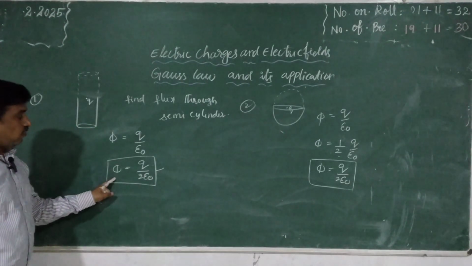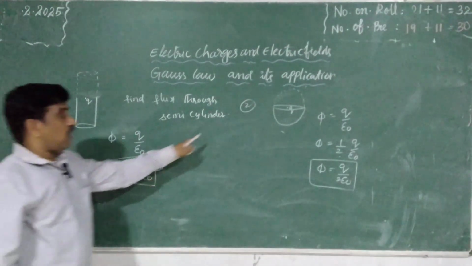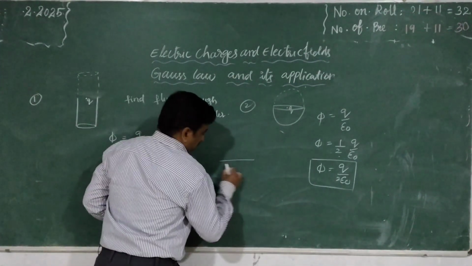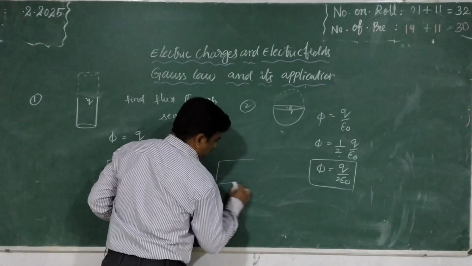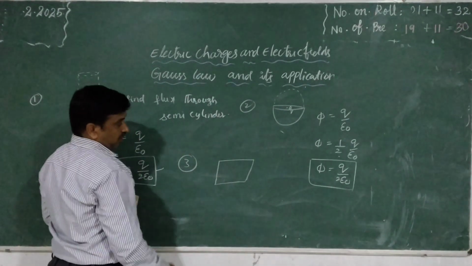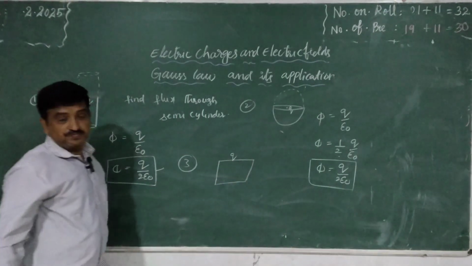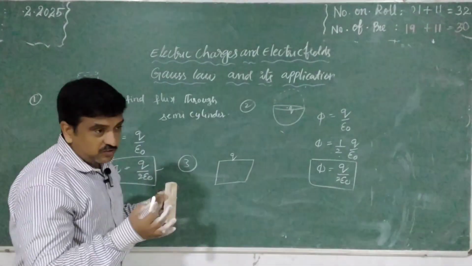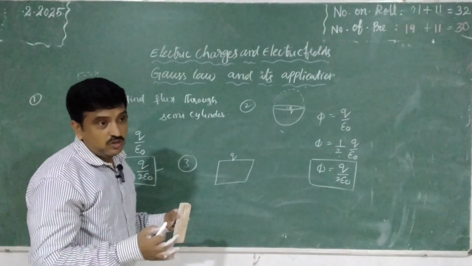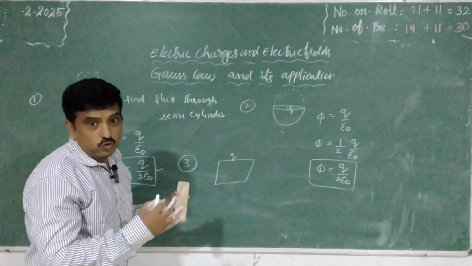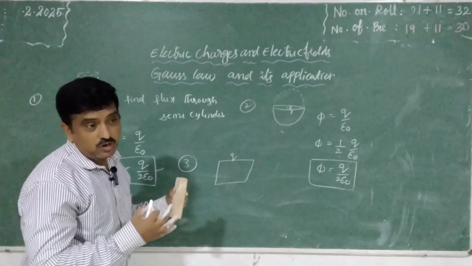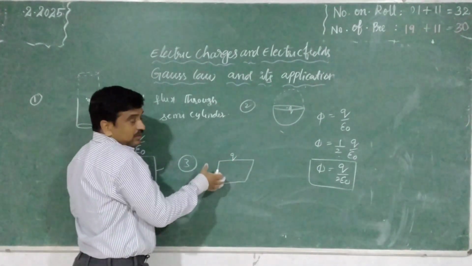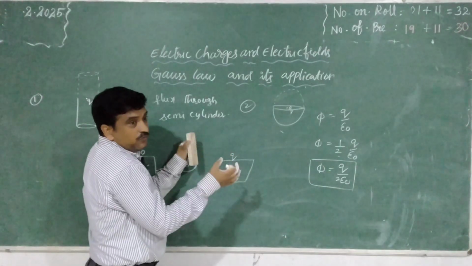Semi-cylinder, phi equals q by 2 epsilon naught. Hemisphere also the same. Now we can take a plate here, a thin plate. Here charge is there. Whenever a closed surface is there, we can write Gauss law. In a closed surface, net flux through the closed surface is always 1 by epsilon naught times q inside. Here it is not a closed surface. We can arrange six plates, then it will be a closed surface like a cube.